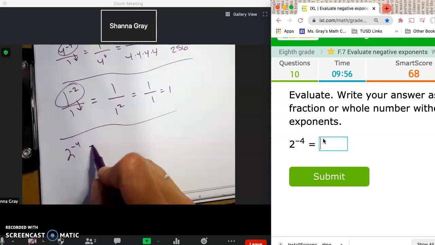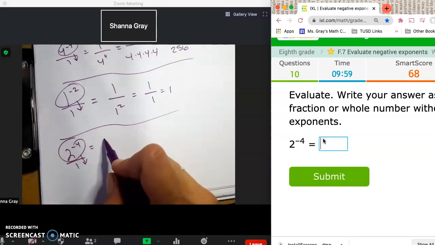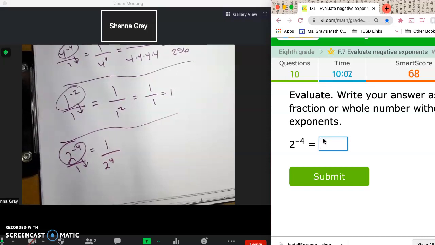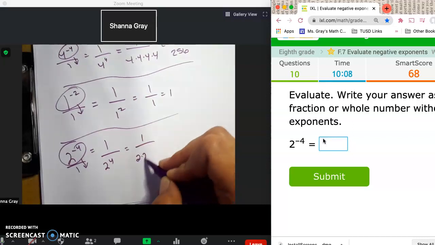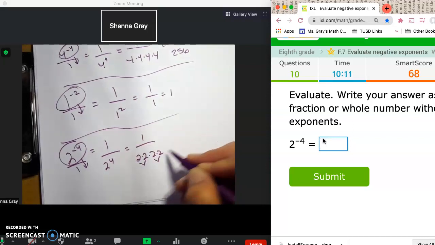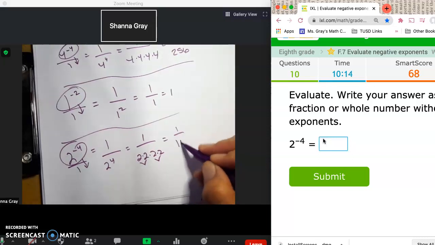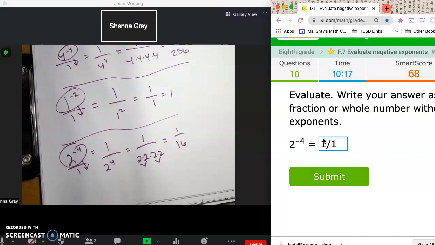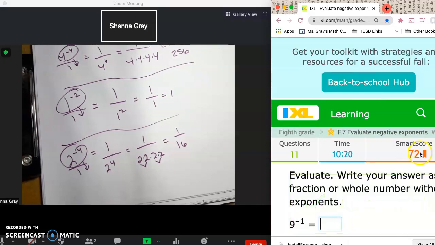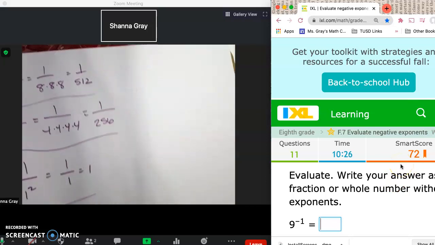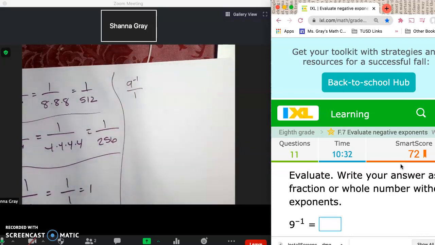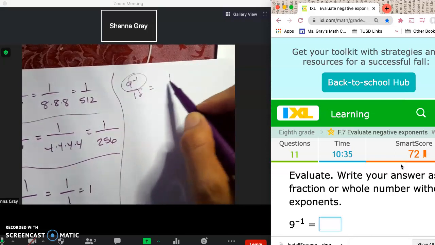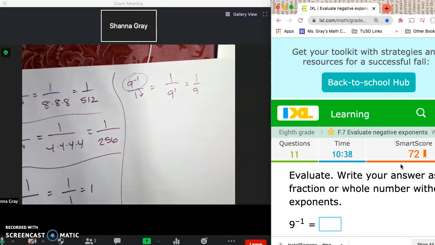2 to the negative 4th power. So if I move that down, it becomes 2 to the positive 4. And 2 times 2 times 2 times 2 is really the same as 4 times 4, right? Which is 16. So 1 over 16. So I'm up to a smart score right now of 72. So let's keep going. Almost there. 9 to the negative 1 power. So again, if I put that over 1, move it down, 1 over 9 to the positive 1, which is the same as 1/9.